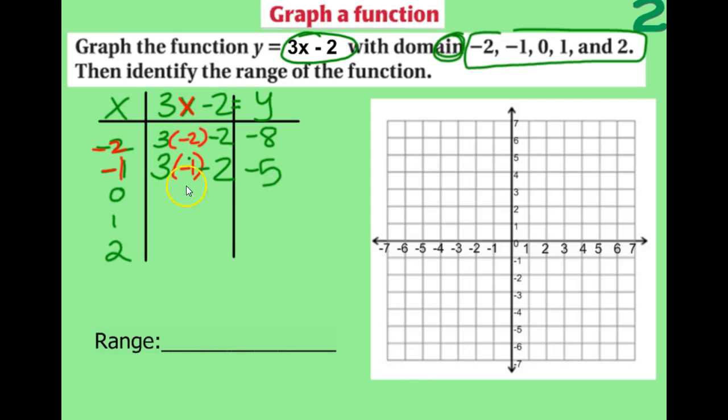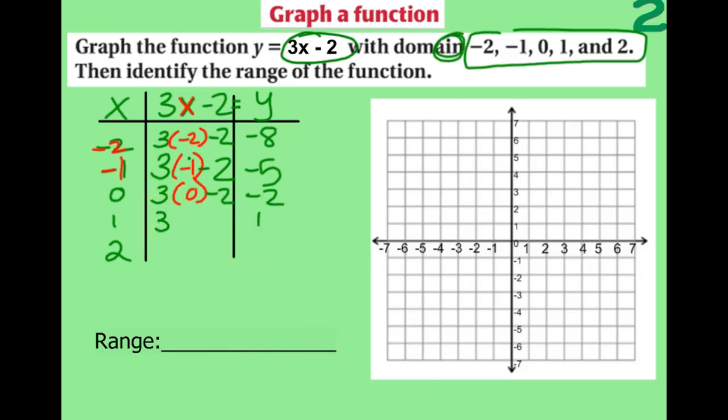Then we're going to plug in a 0. 3 times 0, and then -2. Anything times 0 is 0, so 0 minus 2 is -2. And some of you might see a pattern here. We're going up by 3 each time, from -8 to -5, -2. Next, if we go up by 3 more again, -1, 0 would be a +1. Let's see if that would be right.